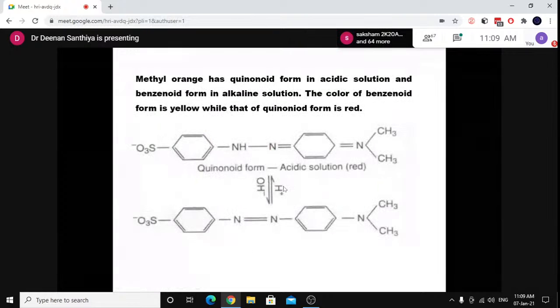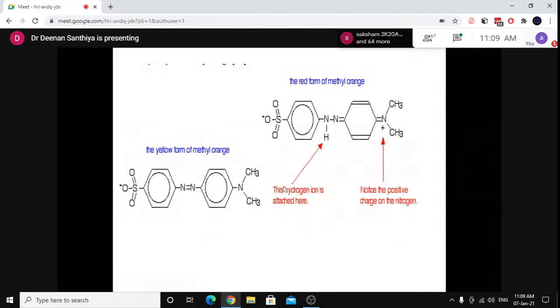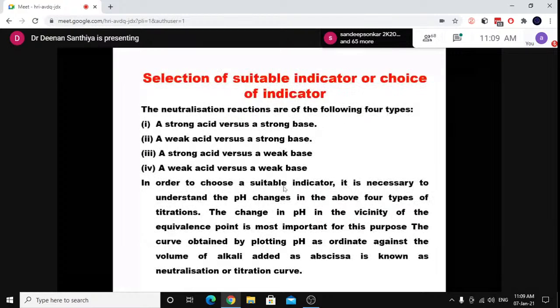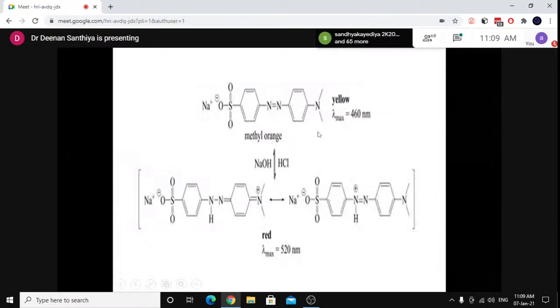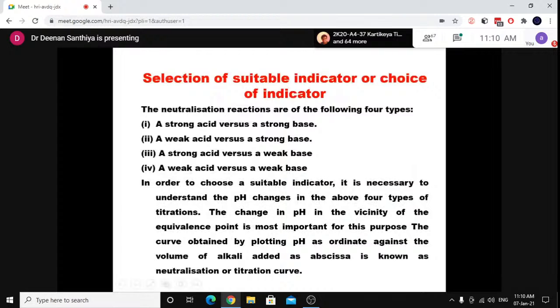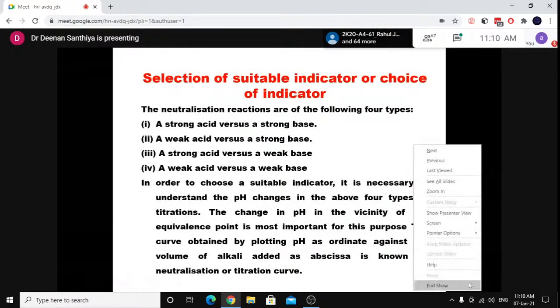And coming to the other indicator, here again the structural change is there. In the basic medium, it is yellow in color. When it is coming to the acidic medium, it is red in color, due to the structural change from benzenoid to quinonoid. So these are all extra information for you. Okay, let him follow who is waiting.